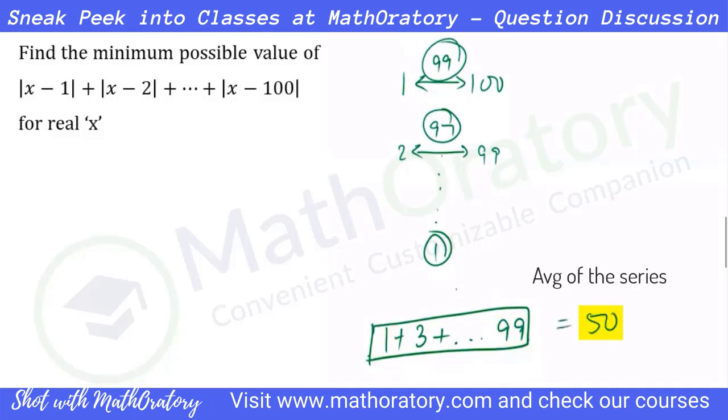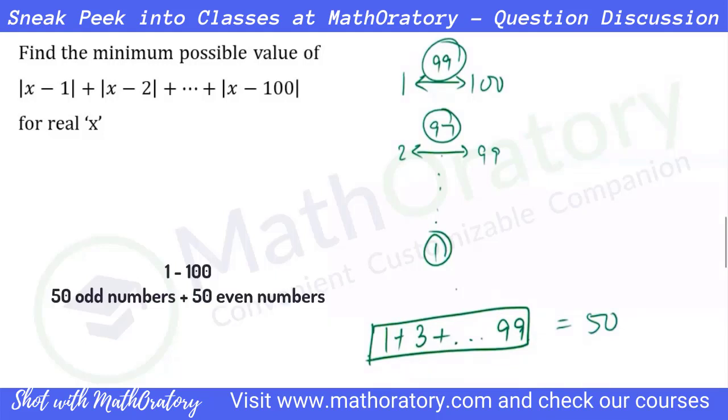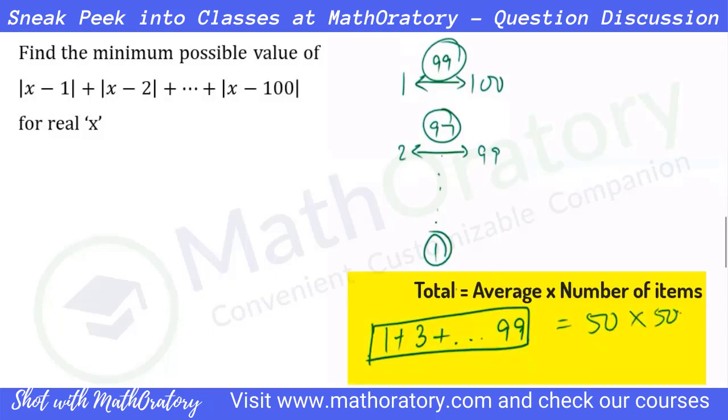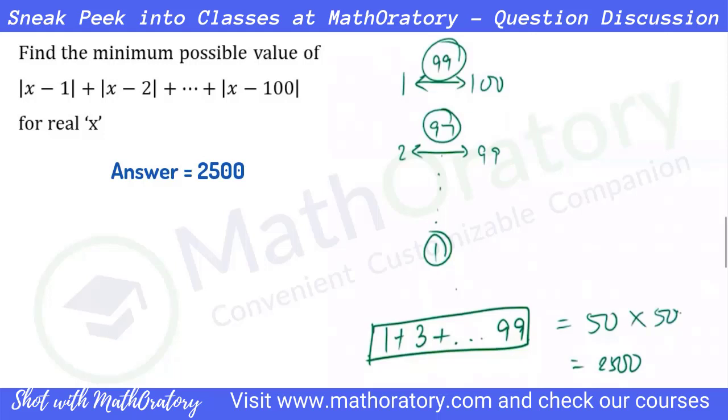This is the average. And how many terms do I have? From 1 to 100, we have 50 odd terms and 50 even terms. So these are the 50 odd terms, right? So we have 50 terms here. The average is 50 and the number of terms is 50. So this should be the total, that is 2500. So the minimum possible value here is 2500.